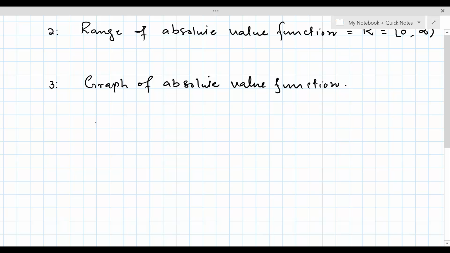So if x is negative, let's say -4, -3, -2, and 0, what would be f of x? Like we discussed before, f of x would be the distance of x from the origin. So this would be equal to 4, this would be equal to 3, this would be equal to 2, this would be equal to 0.